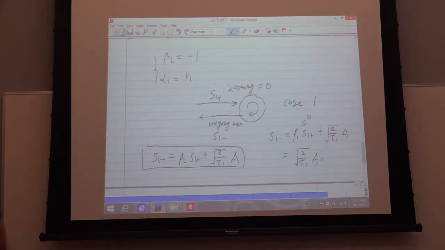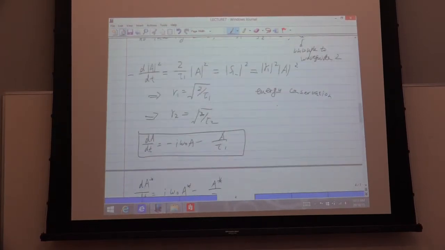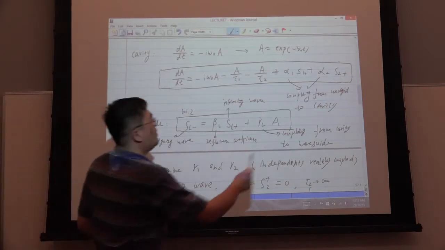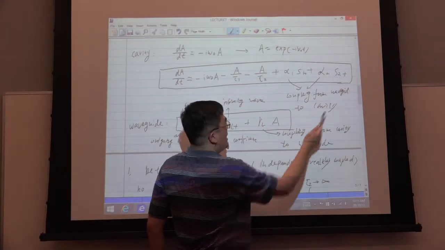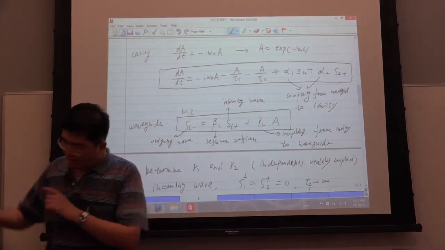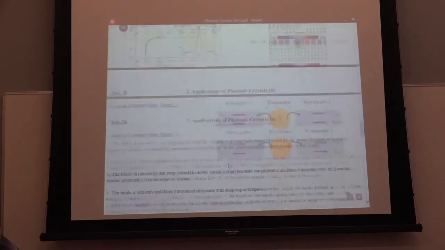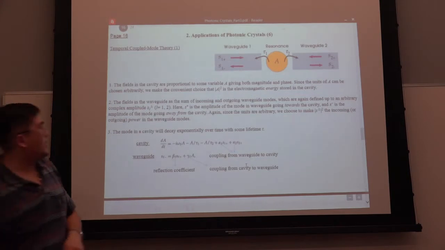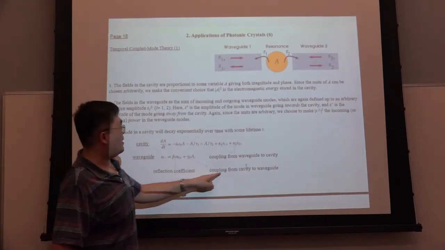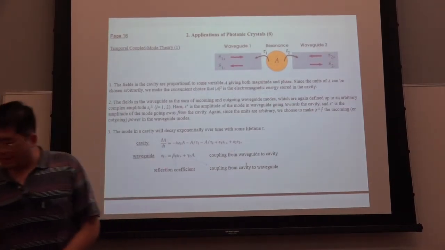This part is very simple. Alpha L equals gamma L. I go to the first picture, and you can see why. Alpha L means the coupling from the waveguide, and gamma L is the coupling from the cavity. They should be reciprocal because there's a mutual coupling. It's also reciprocal theory; I will go through this later. Alpha 1 means the coupling from waveguide to cavity, and gamma L is the coupling from cavity to waveguide. So they should be the same.